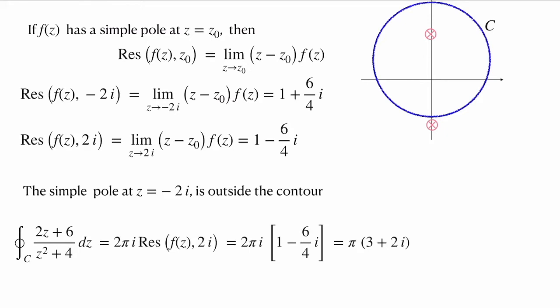So we have the contour integral of 2z plus 6 divided by z square plus 4 taken over the contour mod z minus i equal to 2, which is given as 2 pi i times the residue of f of z at 2i, that is equal to 2 pi i into 1 minus 6 by 4i, and that is equal to pi times 3 plus 2i. So this is the value of the integral. In general, it's a complex number, and that is what you get as an integral in the complex plane.